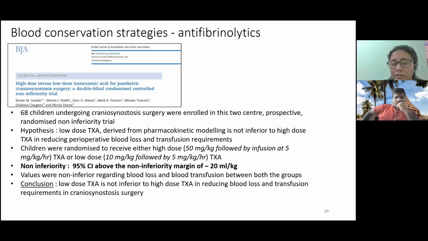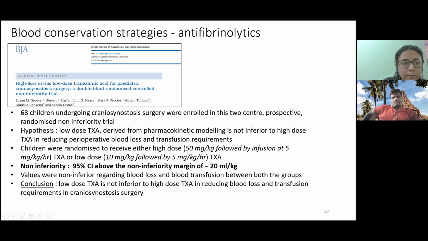Now, most of the concerns about side effects of tranexamic acid can actually be attributed to the fact that there is no consensus on a dosage regimen for tranexamic acid in these patients. If you see, 50 mg per kg is quite a steep loading dose. Generally, in adults, we use a loading dose of 10 to 15 mg per kg. So this study was published in the British Journal of Anaesthesia in 2020.